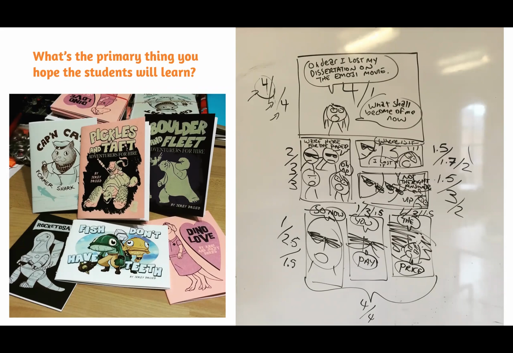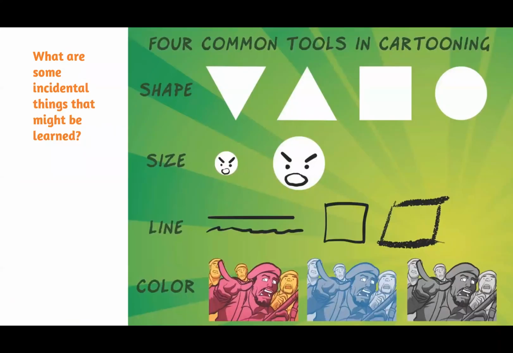So you could take any activity in your discipline and break out one chunk. This is the thing that I hope they will learn at the end of this. So the question for you is, in your discipline, what's one thing you hope they will learn? And then what are some incidental things that might be learned? Incidental, like, here's the main thing we're trying to teach.